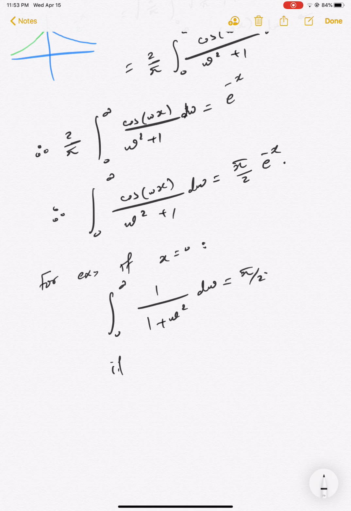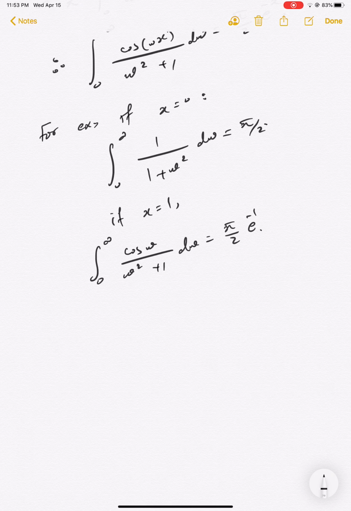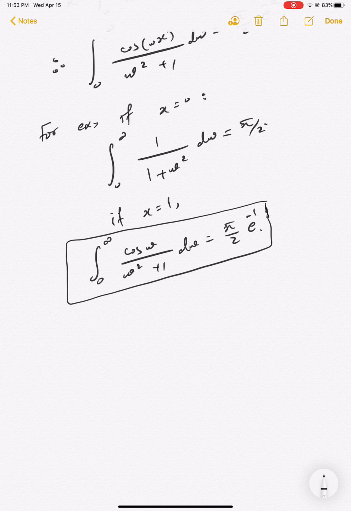But if you substitute, for example, x equals 1, what do you get? The integral from 0 to infinity of cosine omega over omega squared plus 1 d omega is equal to pi over 2 e to the negative 1. This is a very nice integral. It cannot be computed using any of the known integration techniques like the calculus techniques. The only way to do this integral is to use symmetric methods like the Fourier cosine transform, what we are doing right now.